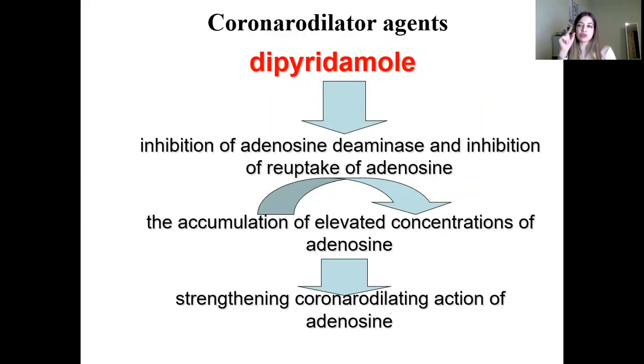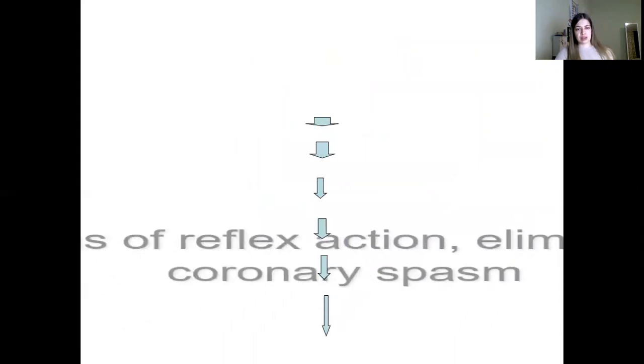Coronarodilators, so these drugs which just make the coronary arteries bigger, relaxed, okay, and bring more oxygen. Like dipyridamole, it inhibits the adenosine deaminase and inhibits the reuptake of adenosine. So it leads to accumulation of elevated concentrations of adenosine. A lot of adenosine will be here, and it strengthens the coronary dilating action of adenosine. Okay, the adenosine is the molecule which leads to relaxation of the coronary vessels.